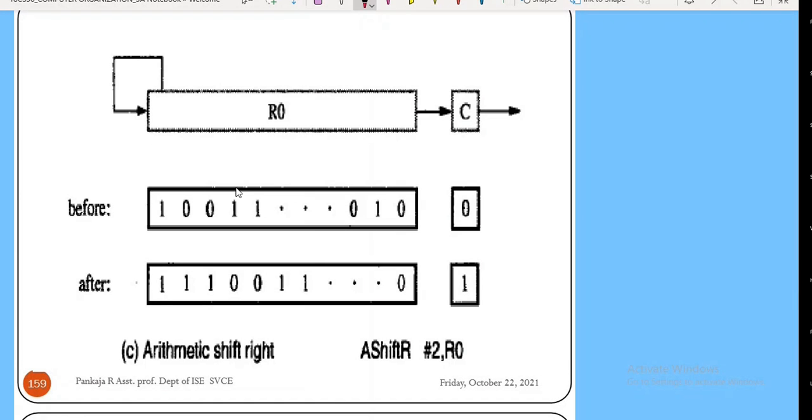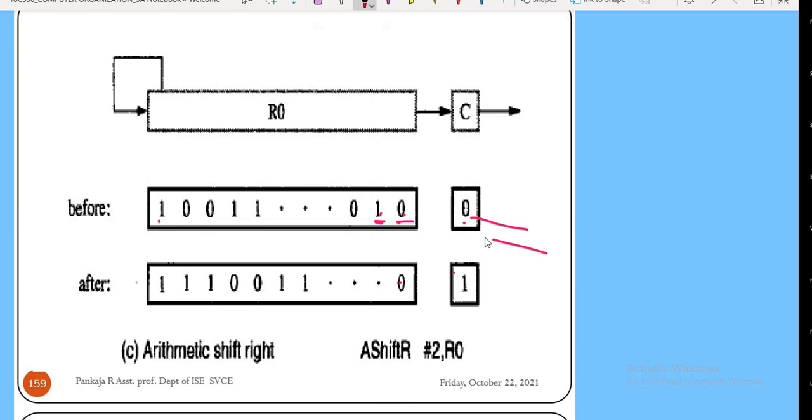Examples are very important. You can take any simple example: the content of R0 and the carry flag. Now can you see this direction? When you are doing a right shift and you want to retain the sign of the number, you are going to use arithmetic shift. The sign before shifting is 1, so it is going to note that down. After shifting these 2 bits, this 0 will come here, and this 1 goes out to the carry flag. That is the first shift, and this 0 will come here.